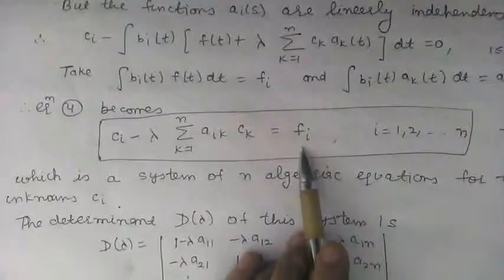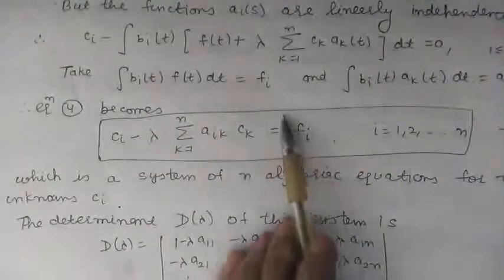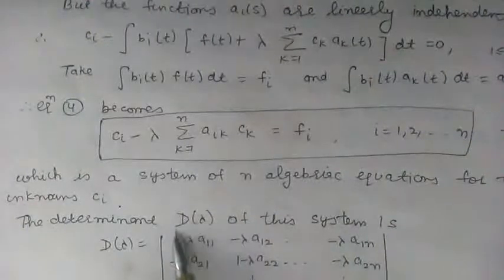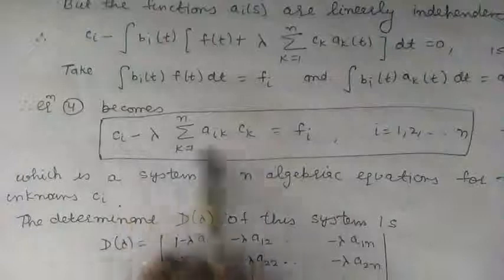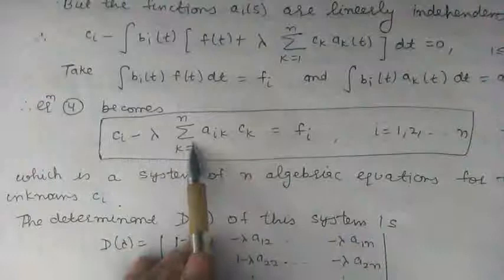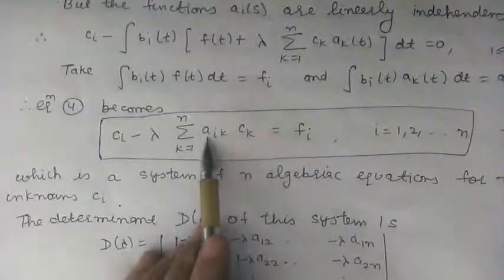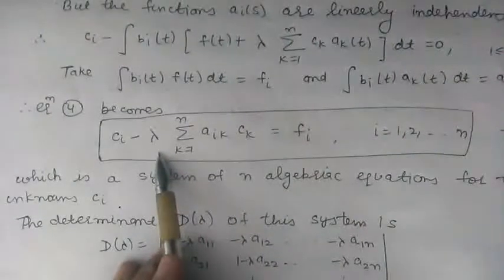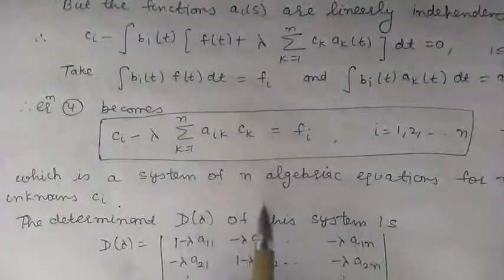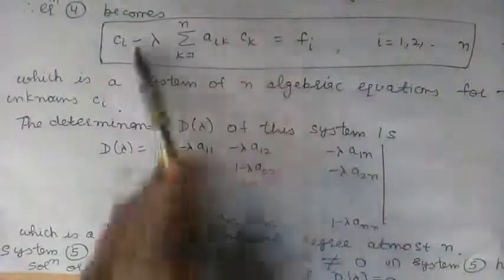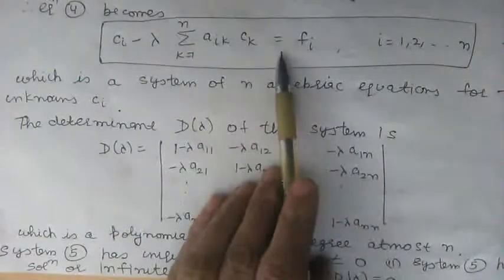Now let us find the determinant of this system, which we have denoted by the symbol D(lambda). If we put i = 1 here, we get the first equation. If we put i = 2 here, we get the second equation. And if we put i = n here, we get the nth equation. In all these equations, the coefficients of c1, c2, c3 up to cn form the different rows of this determinant.